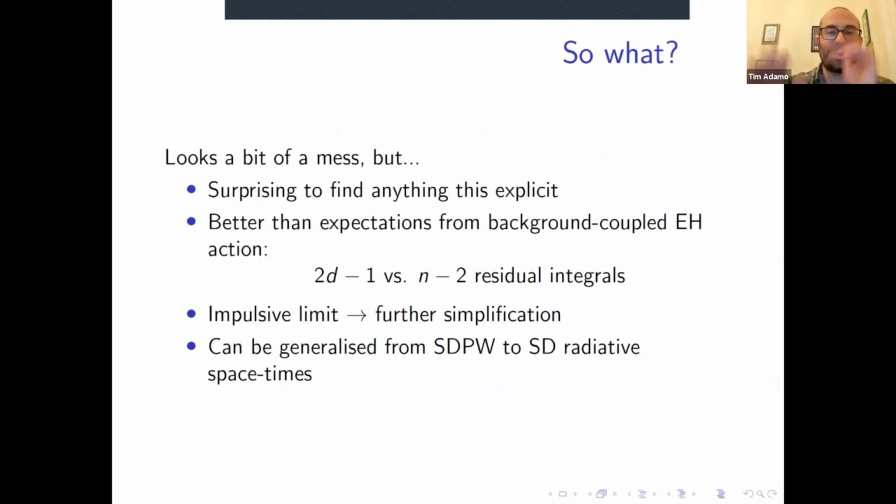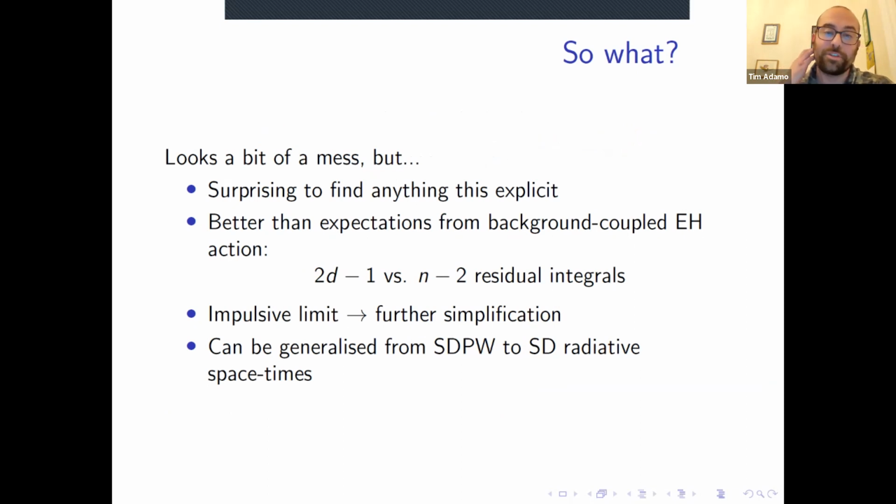But okay, so what? That looked like a bit of a mess. In the time that I have, it's not a mess that I'm particularly able to unpick for you here. But the thing I would like to emphasize is that I think it's surprising that you can find anything this explicit on a background that has functional degrees of freedom. But also the formula has some very nice properties.